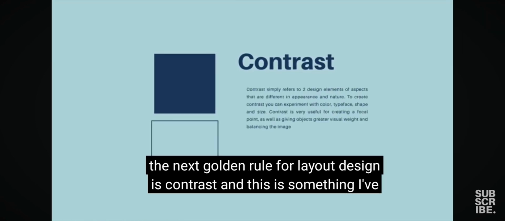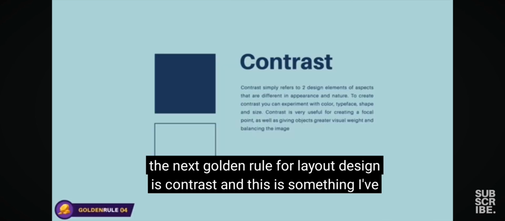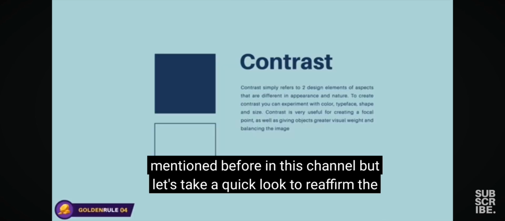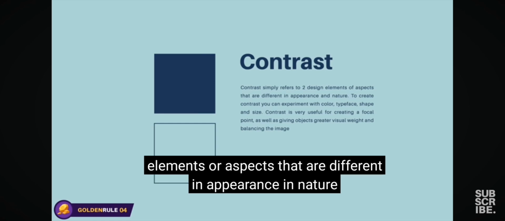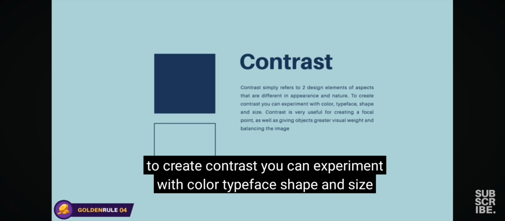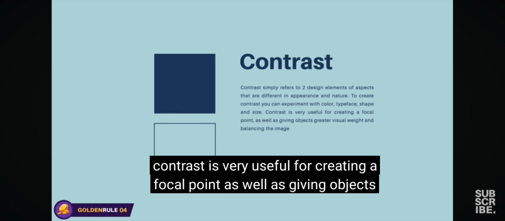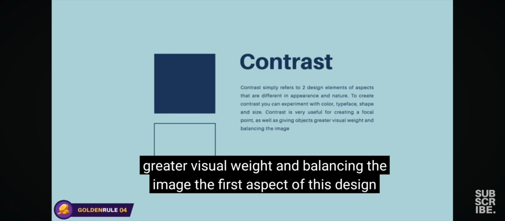The next golden rule for layout design is contrast. And this is something I've mentioned before on this channel, but let's take a quick look to reaffirm the understanding and the importance of it. Contrast simply refers to 2 design elements or aspects that are different in appearance and nature. To create contrast, you can experiment with color, typeface, shape and size. Contrast is very useful for creating a focal point, as well as giving objects greater visual weight and balancing the image.